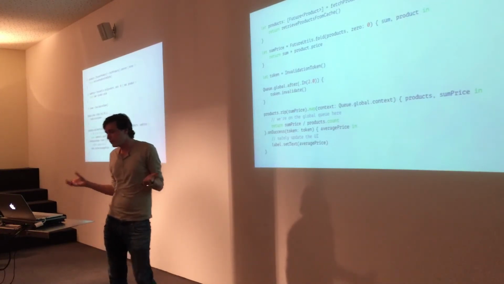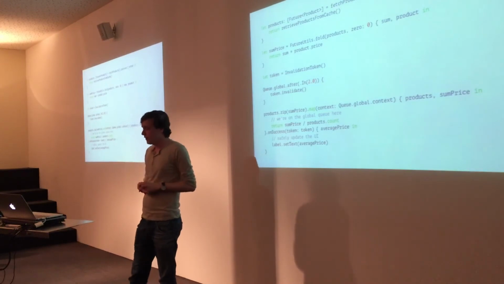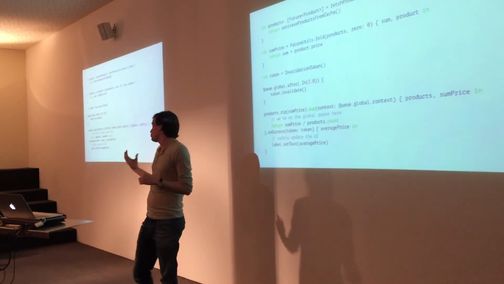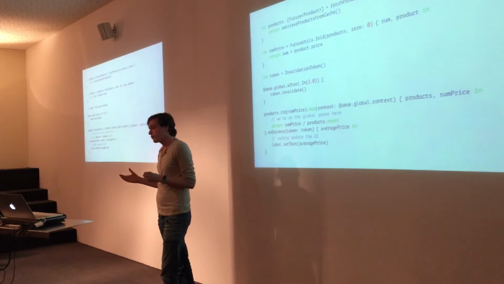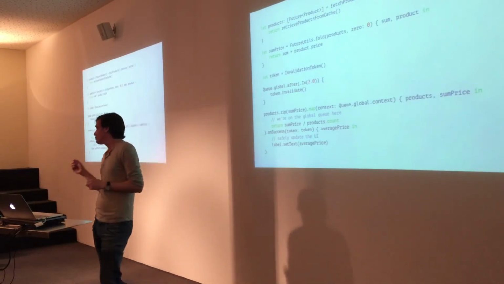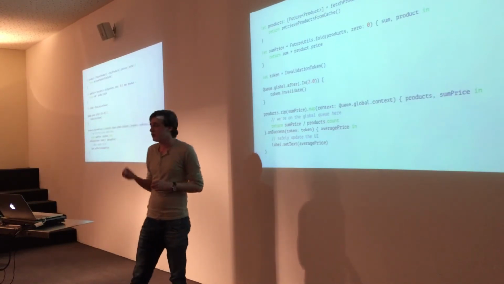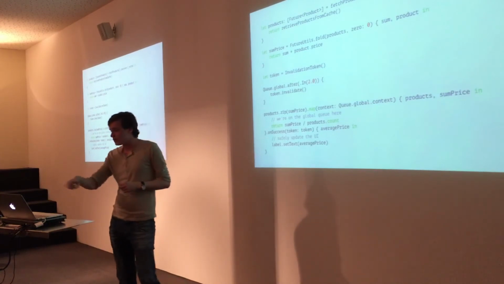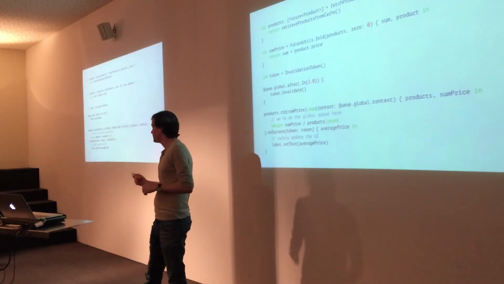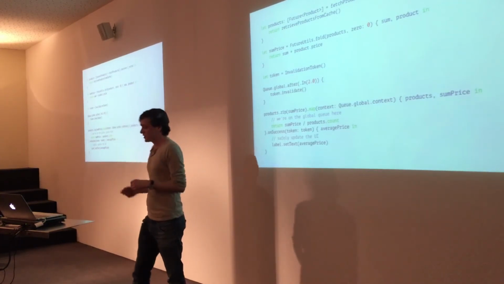You can zip futures to combine two values when they're there. You can use the default threading model, which works pretty well, I think. But if you want to have blocks or operations execute on a particular thread, you can pass the context. So you have the global context, the main context. You can make your own context if you want.